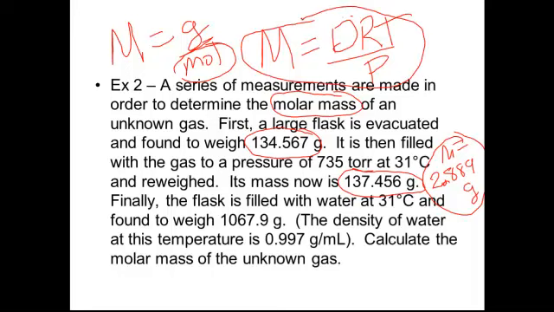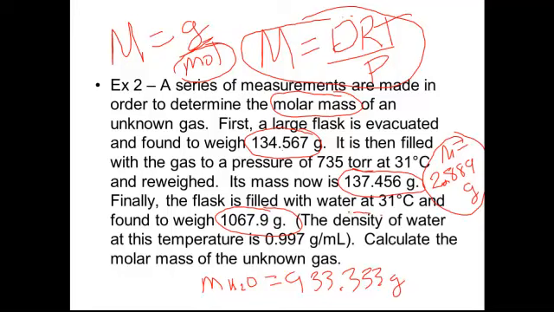Or I could also use this information here. If we know that the container weighs 1,067.9 grams with water, and the initial mass was 134.567, I'm not sure if this is going to help, but I'm going to subtract those two numbers. 1,067.9 minus 134.567 gives me a mass of water equal to 933.333 grams.